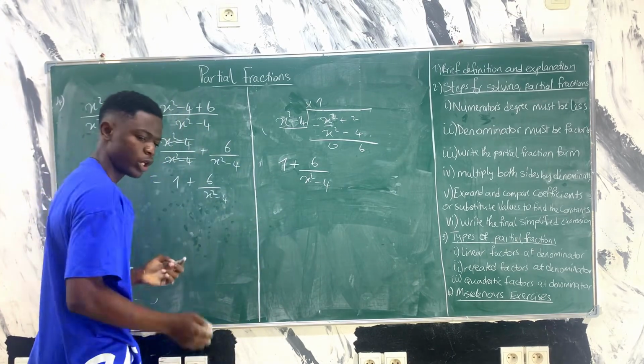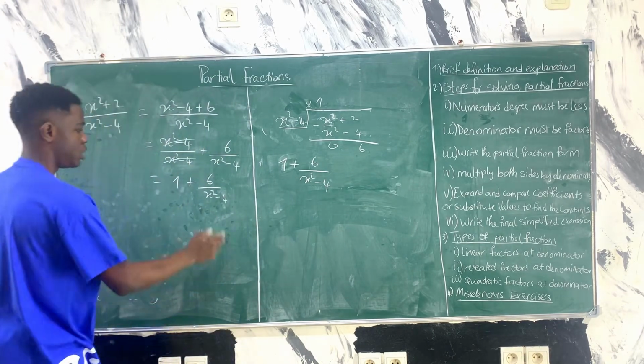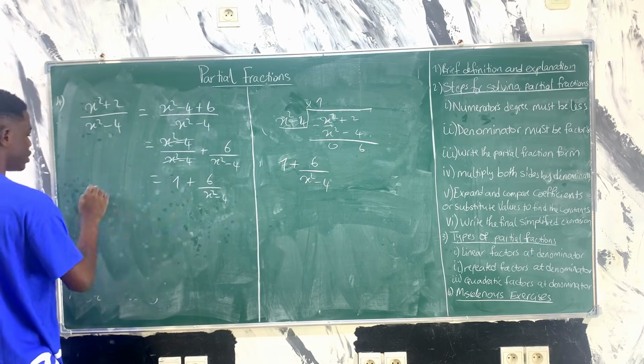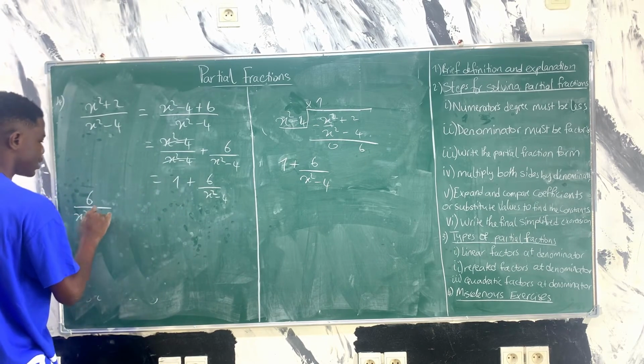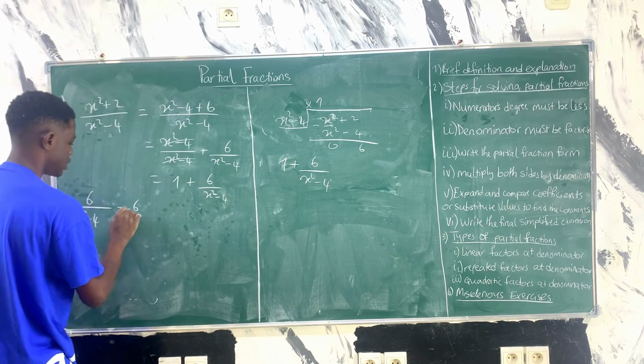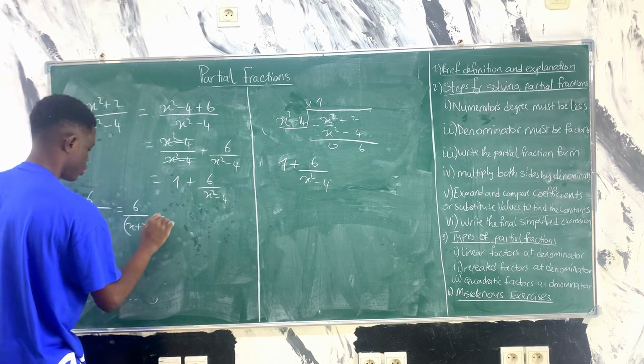Alright. So when you continue here, you have the remarkable identity. Here you have a difference of 2 squares. You can represent this one as partial fractions. Representing 6 on x squared minus 4 as partial fractions, you have 6 on x plus 2.